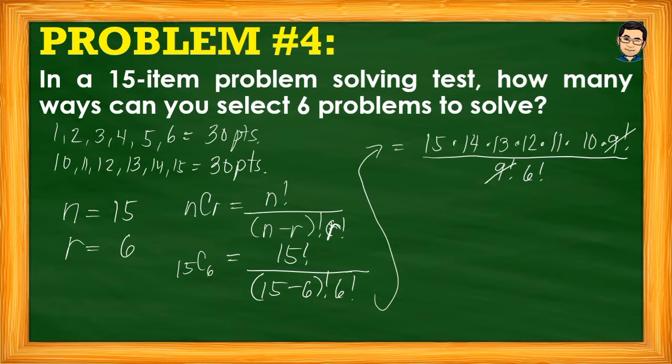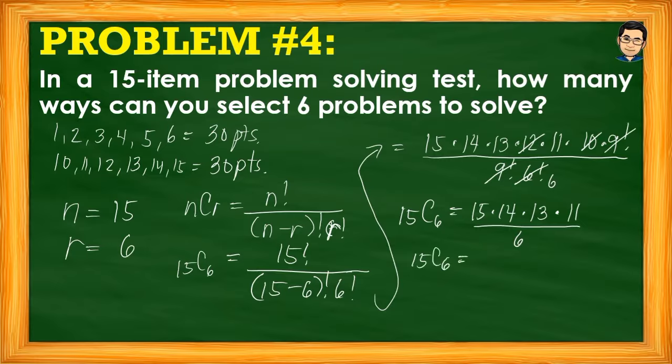So, dito sa mga factors na nasa taas, kapag minultiply natin yung 12 tsaka 10, we will get 120. And 720 is divisible by 120. So, pwede natin i-cancel yung 12 tsaka 10. And then, itong 6 naman, 6 factorial is magiging 6 na lang. So, multiplying the remaining factors, so 15 times 14 times 13 times 11, and then i-divide natin yan sa 6.